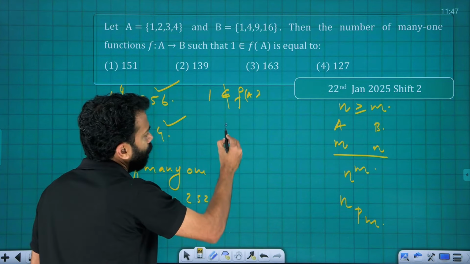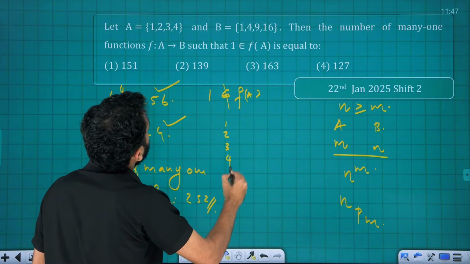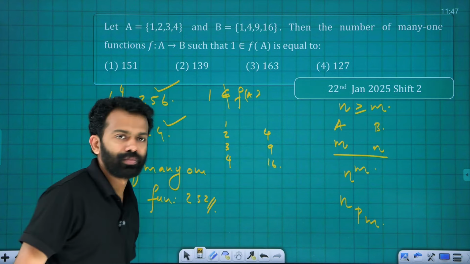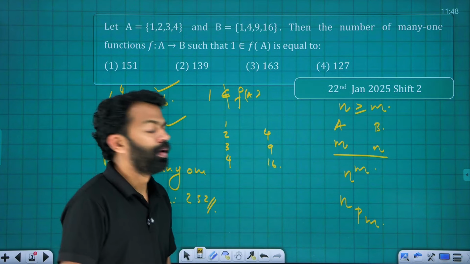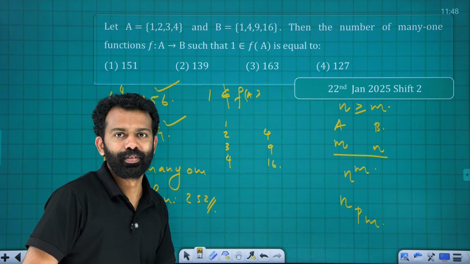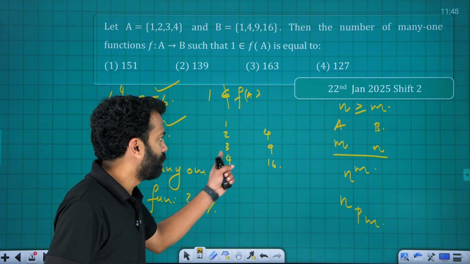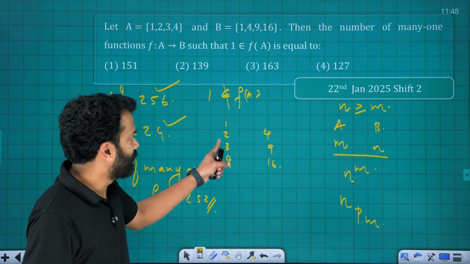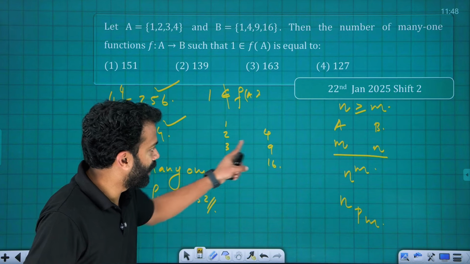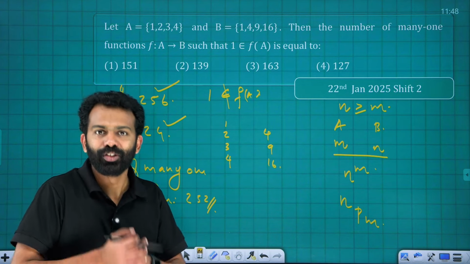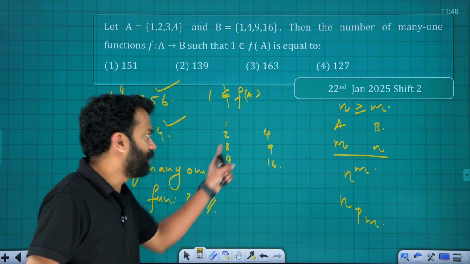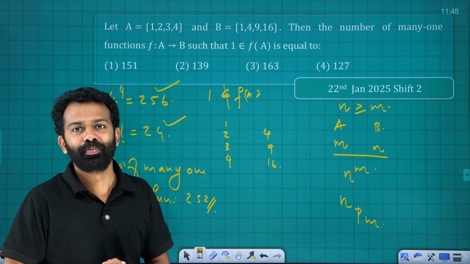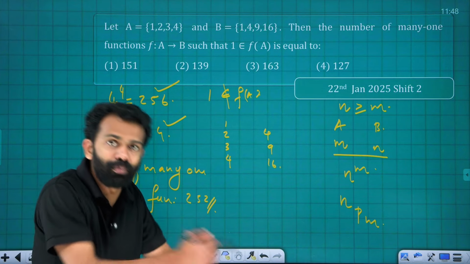So, it will be like 1, 2, 3, 4 here and 4, 9, 16 here. So, how many many one functions are possible? See, the number of many one functions from here to here will be the same as the number of functions, right? See, the number of elements in this is greater than the number of elements in this. So, all the functions which are defined from this set will be many one functions. So, how many many one functions are there? It's easy, which will be equal to the number of functions.